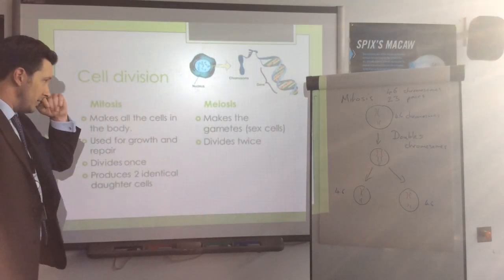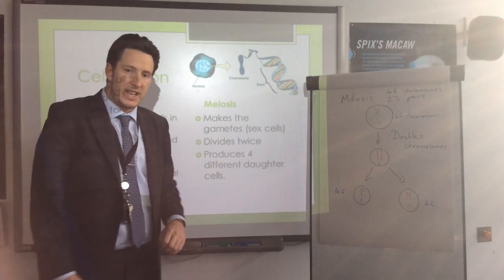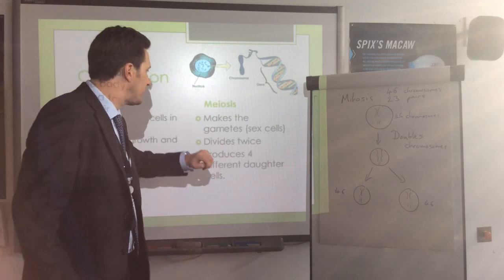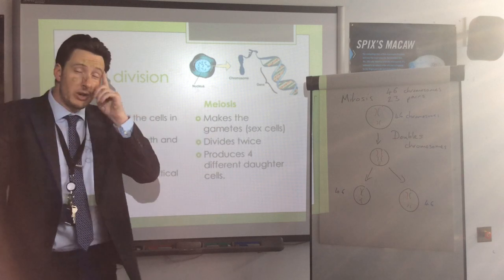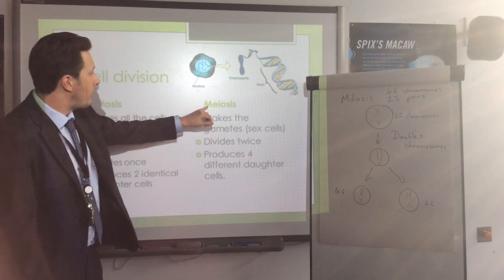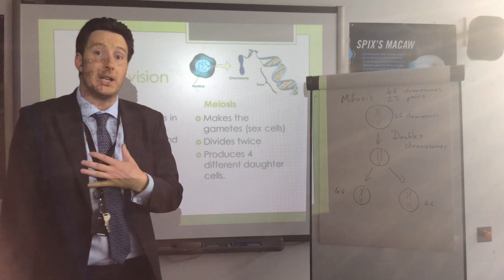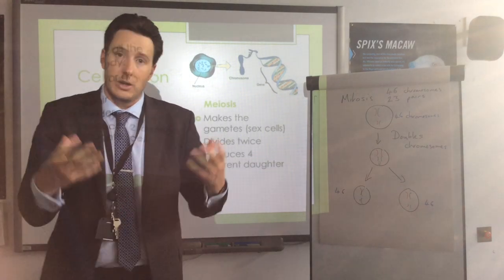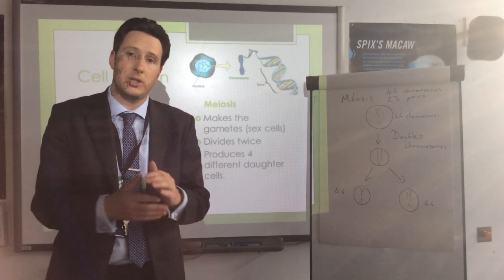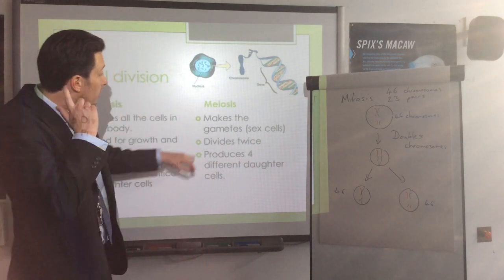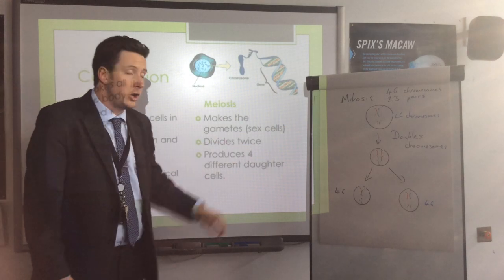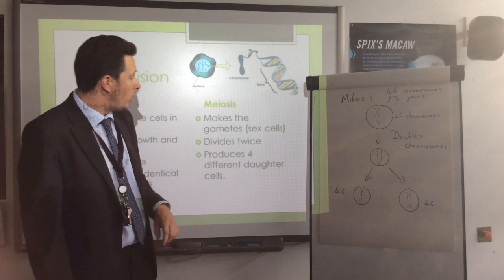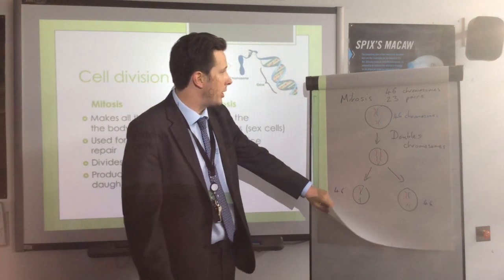Then we've got meiosis. Meiosis makes the gametes, which is the scientific name for the sex cells. I remember this by: meiosis made me. It made the sex cells, the sperm and the egg that fused together to make me. The important bits about meiosis are that there are two divisions. It divides twice, and it produces four different daughter cells through the process.